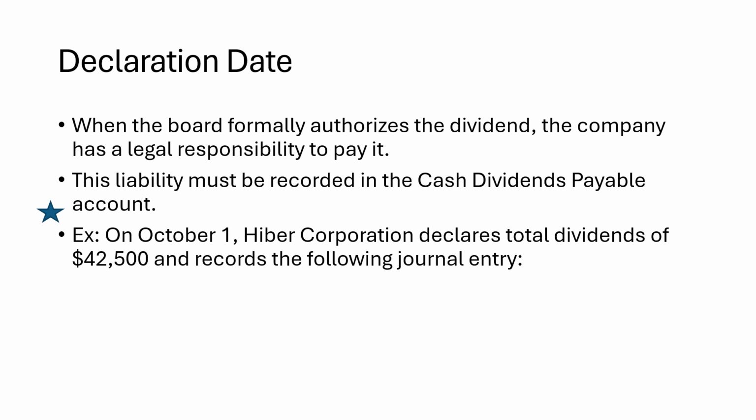Declaration date. When the board formally authorizes the dividend, the company has a legal responsibility to pay it. So they have to record the liability on the date of declaration. The liability is recorded in an account called cash dividends payable. So for instance, on October 1st, Hyber Corporation declares total dividends of $42,500 and records the following journal entry. So this is taking place on October 1st.